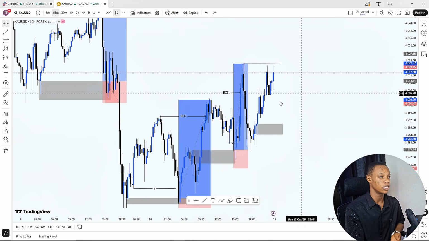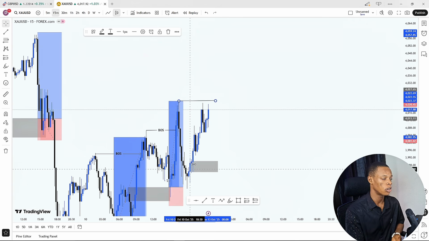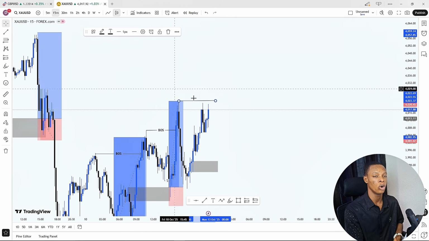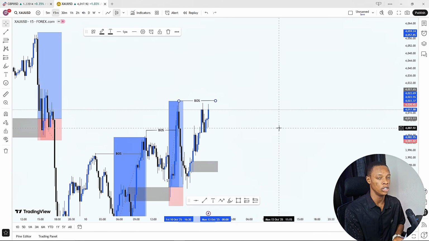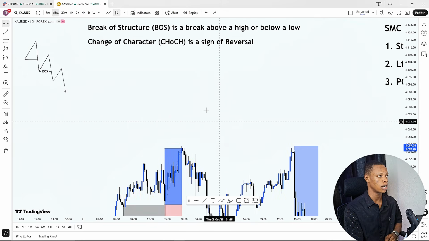It's creating higher prices. And what do you expect? This is another high the price just created. It's done retracing and it's currently going up, and you expect it to break above it again as a break of structure to the upside. So this market now is bullish, creating higher prices. Then if it's bearish, it's going to be a break to the downside, just like that.